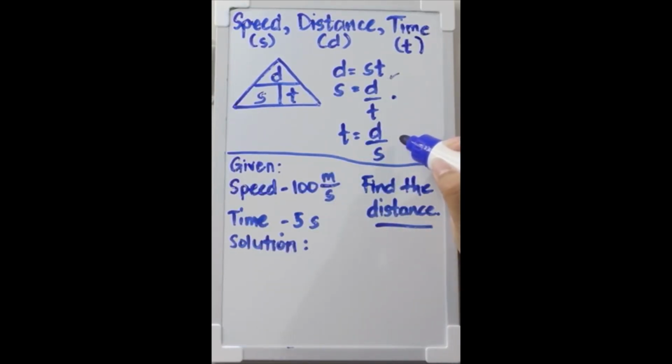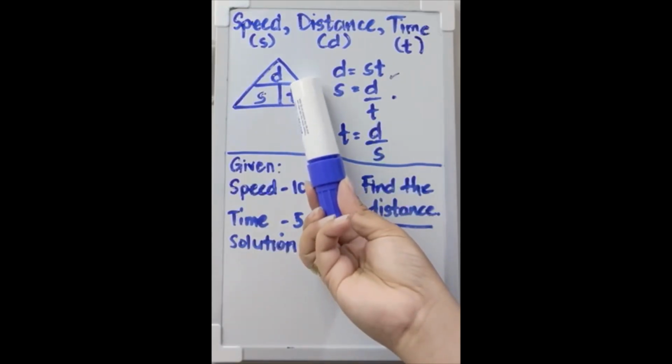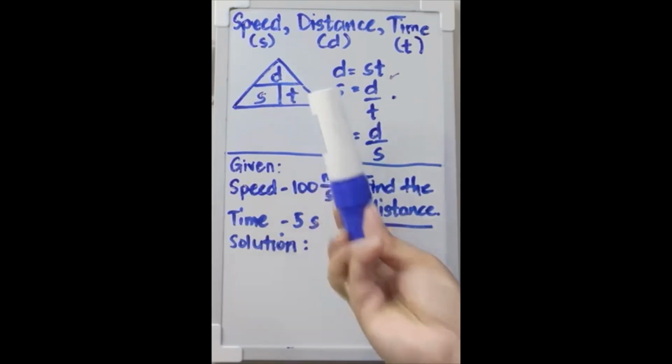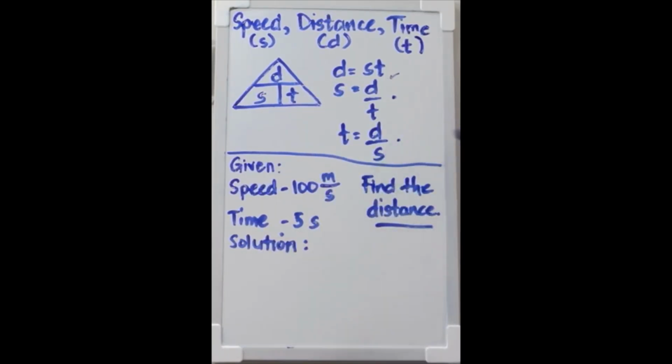Now for the third equation, for time, if we are to cover time here, we can see distance and speed. And what we're going to do with them is to divide distance by the speed. So distance divided by the speed. So that's our third equation. So we have 3 equations for distance, speed, and time. But if you know how to derive formulas, one equation would be enough for you to remember.